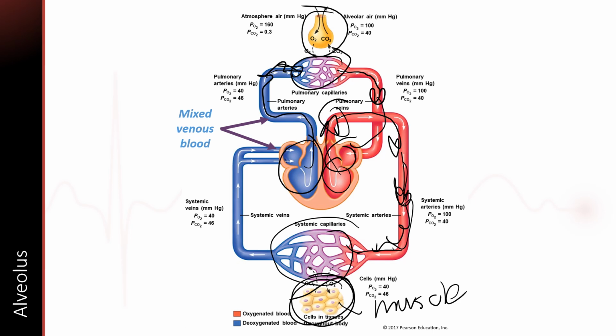And the question becomes, well, what happens as this oxygenated blood travels past the tissues of our body? Clearly, we know that we want the oxygen within the blood that we just got from the air in the alveoli to go into the tissues so the tissues can use the oxygen to make ATP through oxidative phosphorylation. But how does that process actually play out?